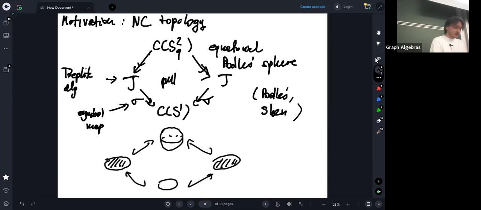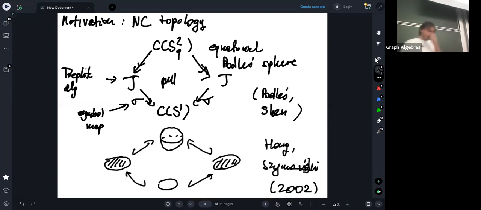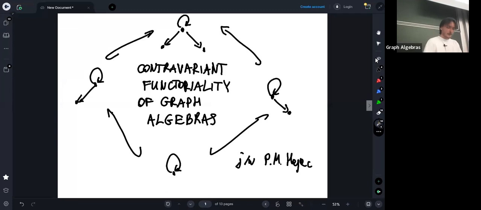But then, if you go to graph algebras, because Hong and Szymański, also a paper that was cited many times for this conference already, that's the one in 2002 about quantum spheres, they observed that this algebra has a graph attached to it, so it's a graph C-star algebra. It was already known that the Toeplitz algebra is a graph C-star algebra. So we can draw this. You have your equatorial Podleś sphere and the graph of the Toeplitz algebra.